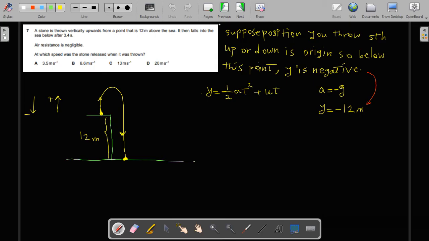Question 7. A stone is thrown vertically upwards from a point that is 12 meters above the sea. It then falls into the sea below after 3.4 seconds. The resistance is negligible. At which speed was the stone released when it was thrown? Okay, in this question we want the initial speed of the stone.